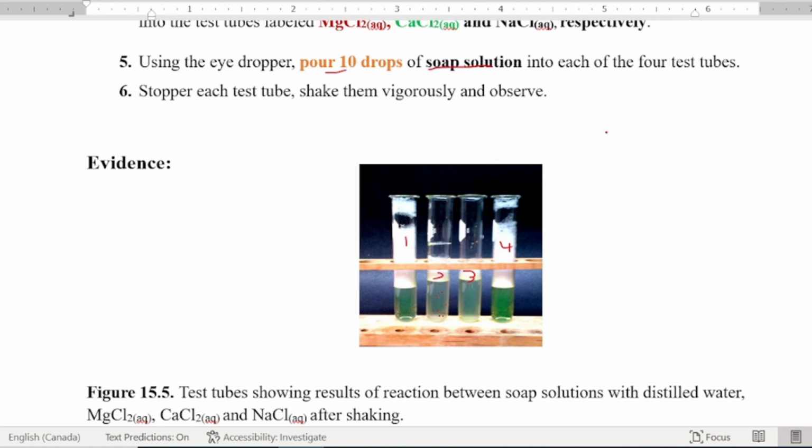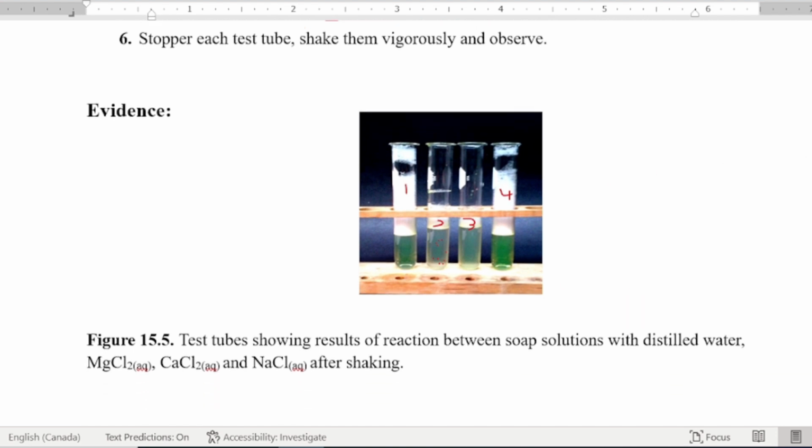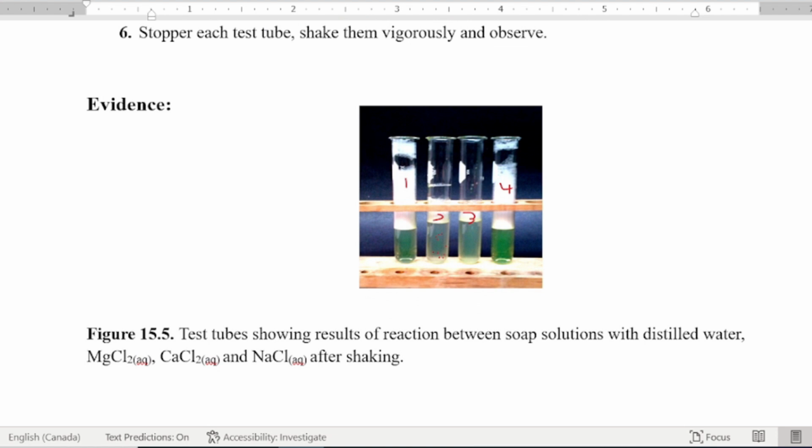So let's say your teacher didn't label these, and he carried out that activity. How would you have known which of the 2 contained magnesium chloride and calcium chloride? You look at the ones that did not have so much lather. And either of the others could have been the distilled water or the sodium chloride. So you can see the point that we made.